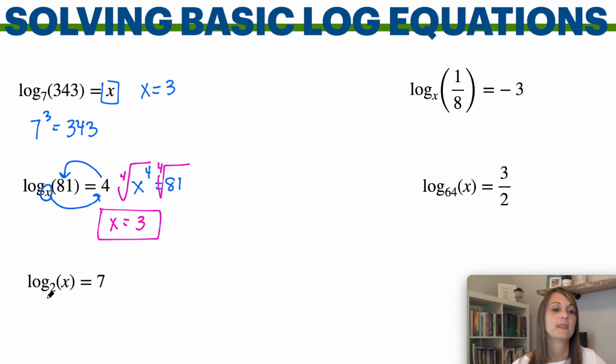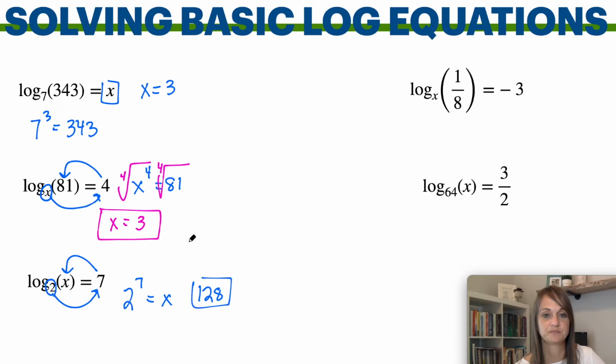Log base 2 of x, we need to get x by itself, so we need to get it out of the log, so we are going to rewrite it as an exponential function. So this would be 2 raised to the 7th power equals x. And now that we have x by itself, we can now do 2 to the 7th power, which is 128.